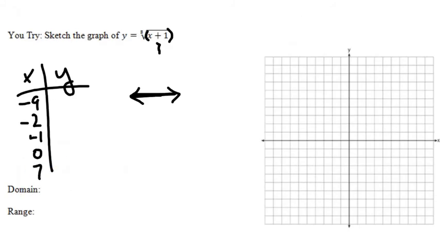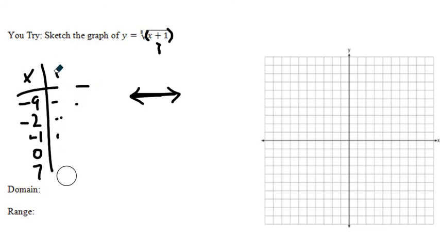All right. So let's talk about why I chose these values. So -9 plus 1 is -8. The cube root of -8 is -2. -2 plus 1 is -1. The cube root of -1 is -1. -1 plus 1 is 0. The cube root of that is 0. 0 plus 1 is 1. The cube root of that is 1. And then 7 plus 1 is 8. And the cube root of 8 is 2. Okay. So just remember that we are adding 1 before we take the cube root.